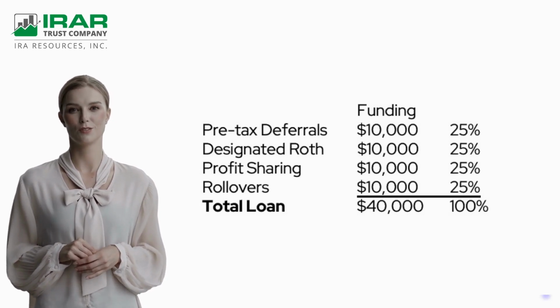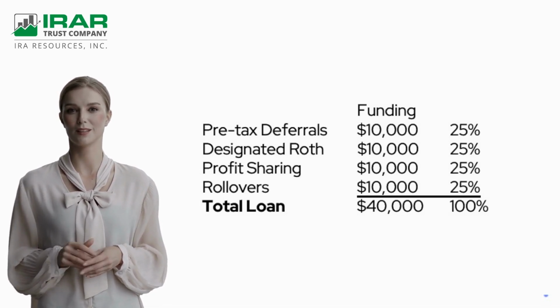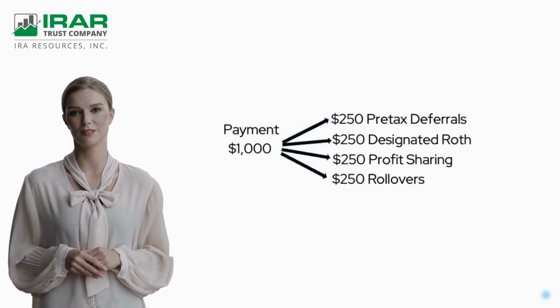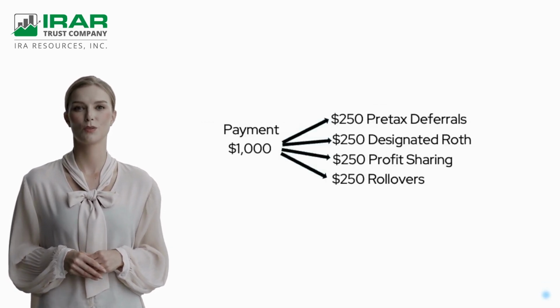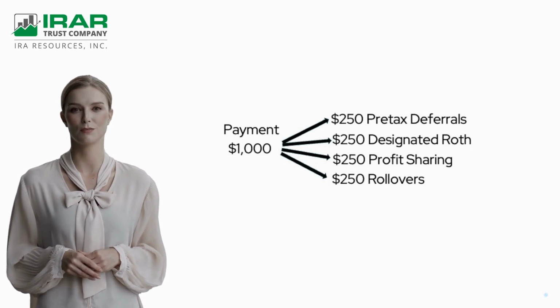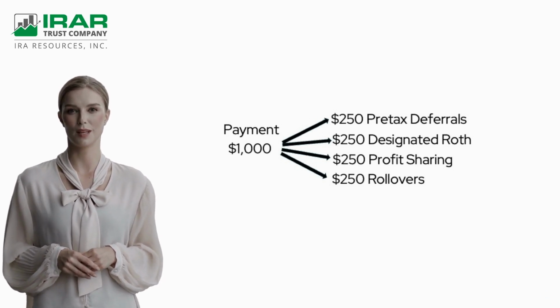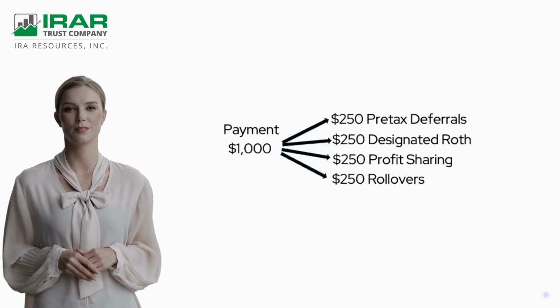These percentages determine how the loan payments are paid back. If the payment is $1,000, it will need to be divided based on the percentage paid back to each source. In this case, $250, 25% of $1,000, will need to be paid back to each source for each payment.